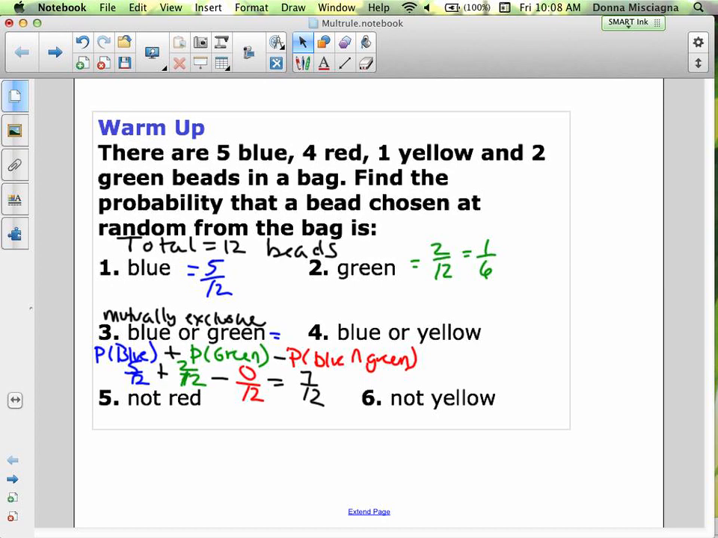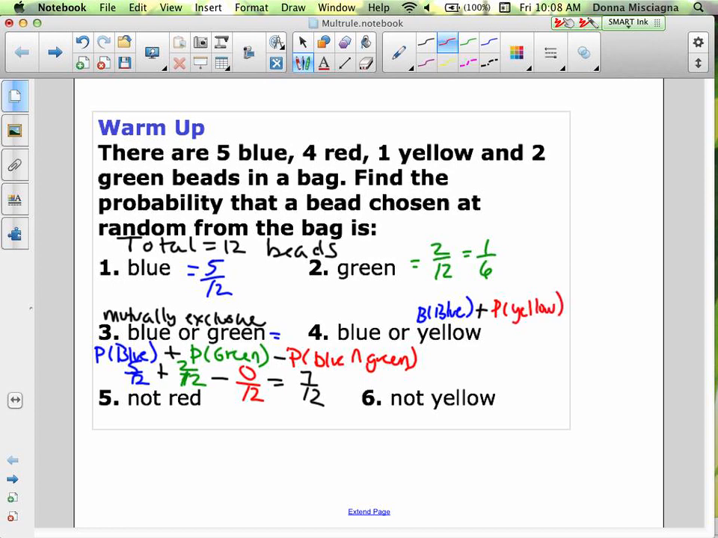So the same thing will happen with blue or yellow. Right? So it would be the probability of blue plus the probability of yellow. Well, I can't really write in yellow here, so I guess I'll write in red. Probability of yellow. And then we'd subtract the probability of blue and yellow, the intersection, but there's nothing in the intersection.